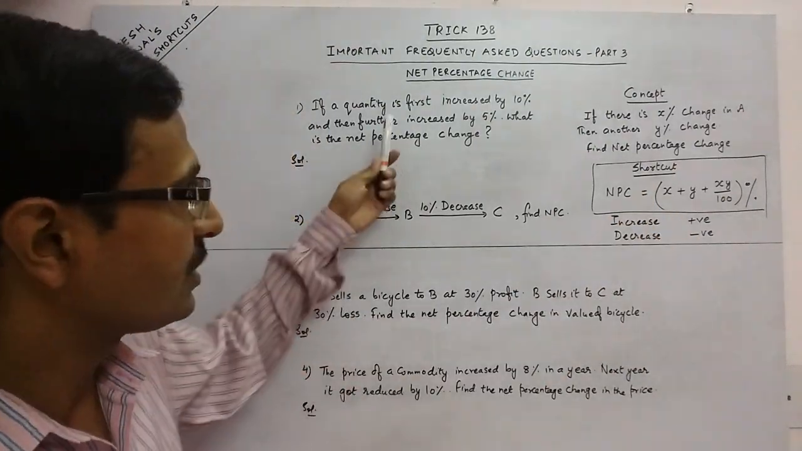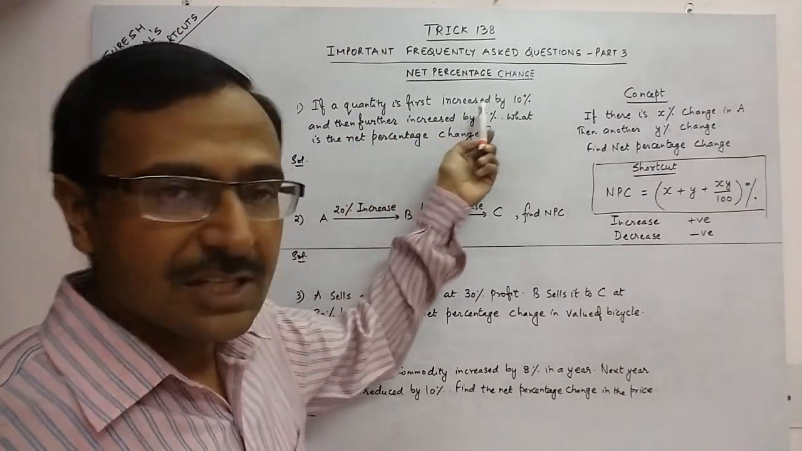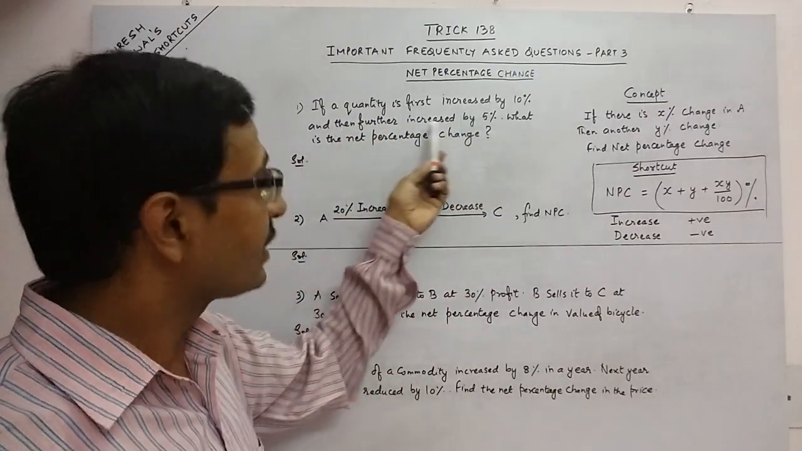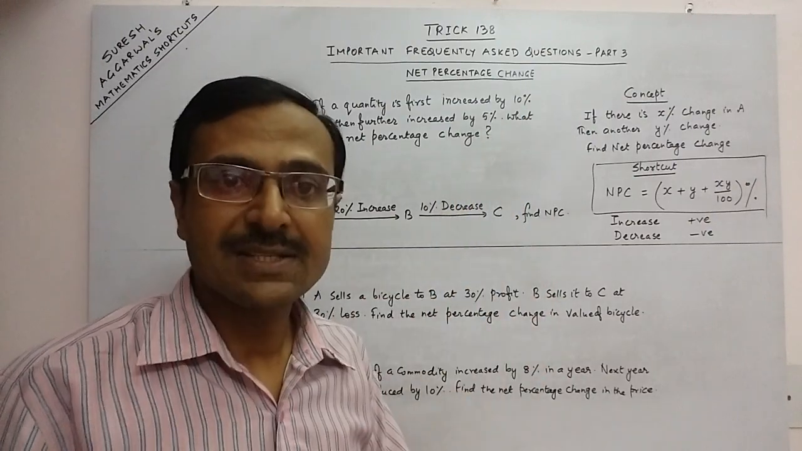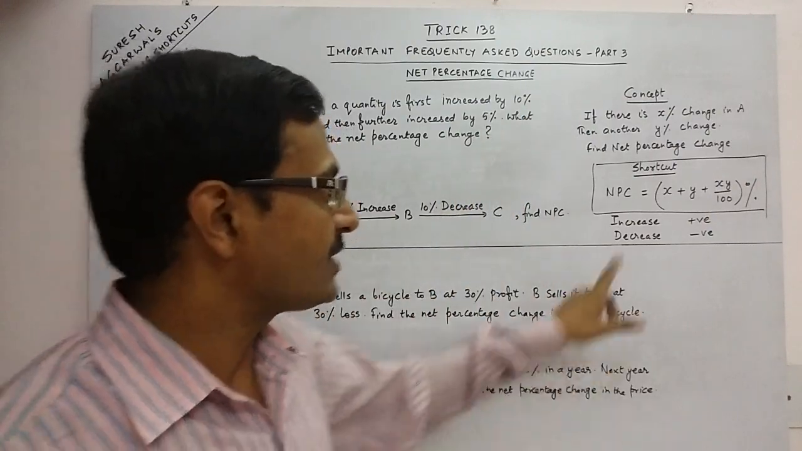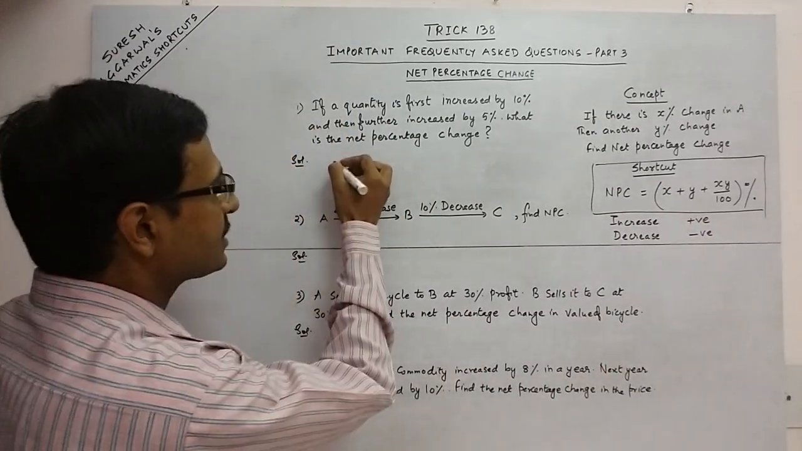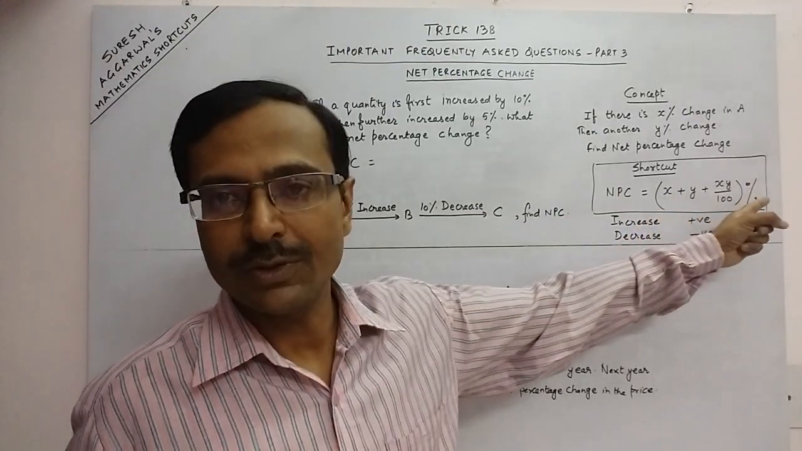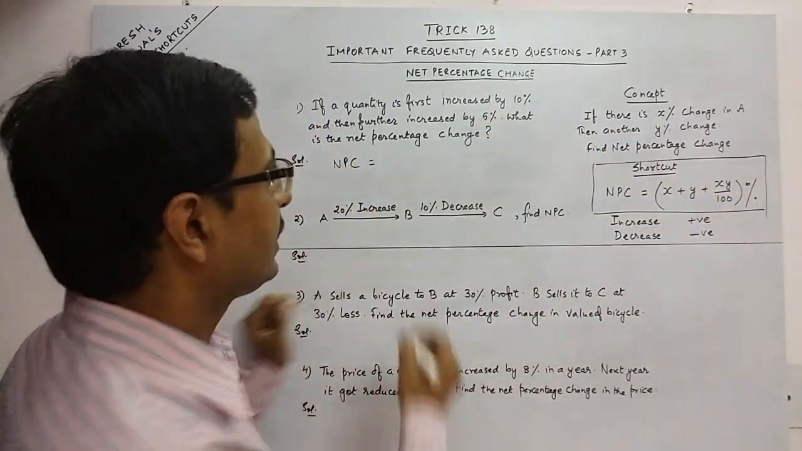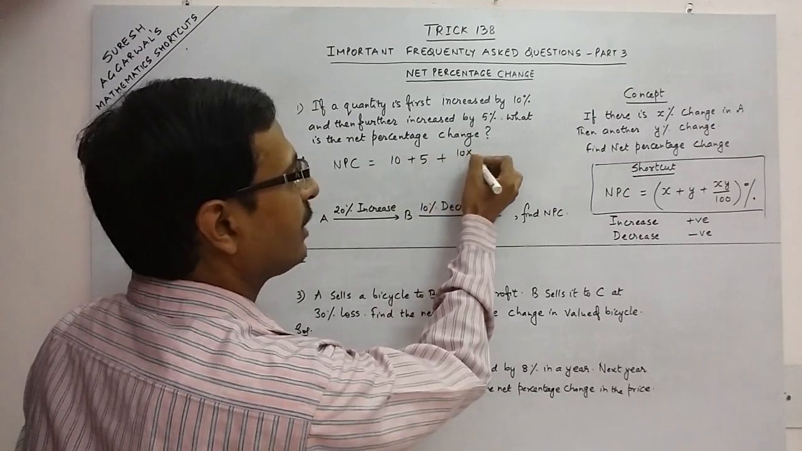This is the first direct question I have taken. A quantity is first increased by 10% and then further increased by 5%. Both times the quantity has been increased, so when there is an increase, we assume them as positive. The net percentage change is obtained by just substituting the values of x and y, the two percentages 10 and 5. So 10 plus 5 plus 10 into 5 by 100.